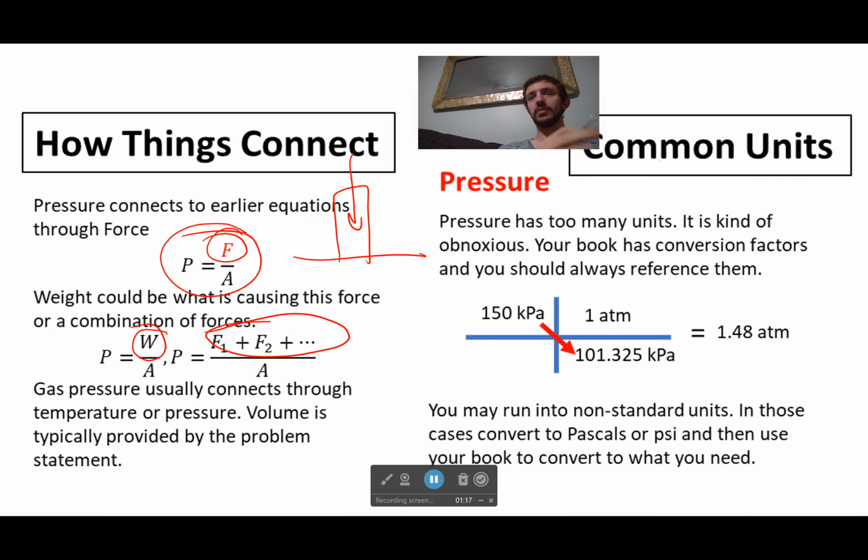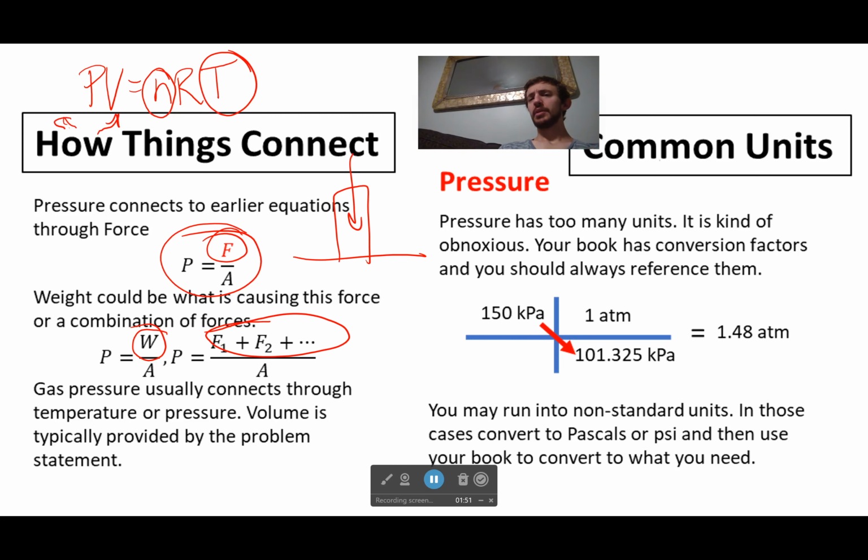Now, gas pressure, it's a very long equation. It's got a lot of stuff in there, but if you look at the gas pressure equation, there's only a few ways that it usually connects. One could be through number of moles. You might be given a certain mass, and you have to use that to calculate the number of moles, and then you can calculate pressure. So that could work. Another way would be through temperature. Temperature might change. It might change a pressure or a volume, causing things to move around.